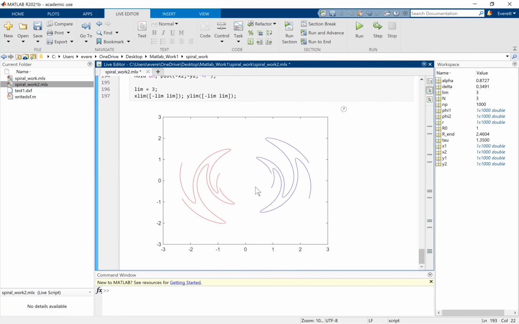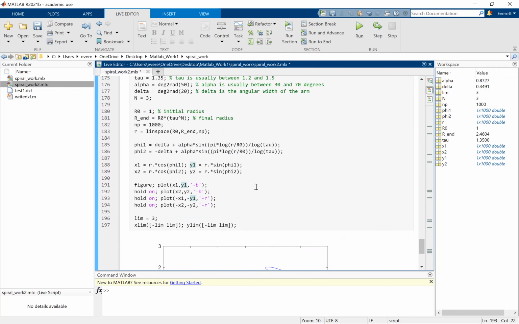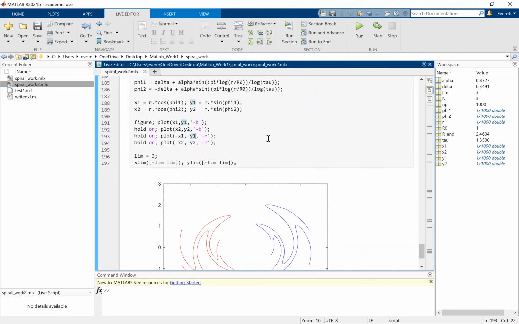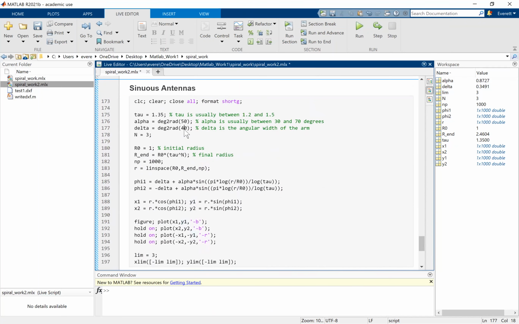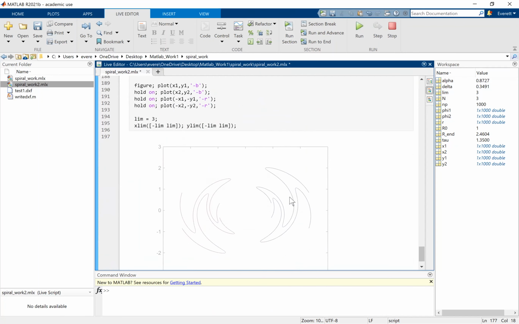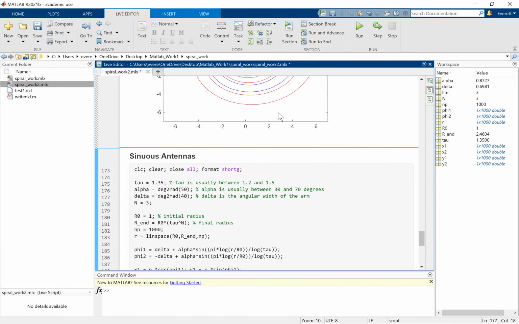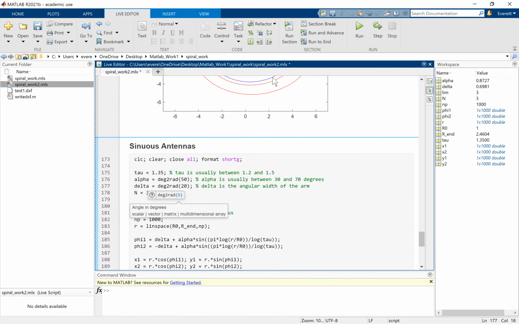So let's observe in depth what all these variables mean. We can see that delta is the angular width of the arm. For example, if we make this bigger, let's say from 20 to 40, we can see our spiral arms, or our sinuous arms, become wider, right? Kareem, are you following? Yes, I'm following. Yeah, so they become much bigger. All right, so let's put that back to 20.